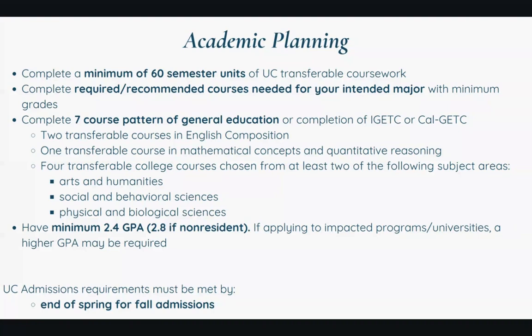You do have to have a minimum of a 2.4 GPA or a 2.8 if you're a non-resident. If applying to impacted programs and universities, a higher GPA may be required. Your UC admissions requirements must be completed by the end of spring for fall admissions.